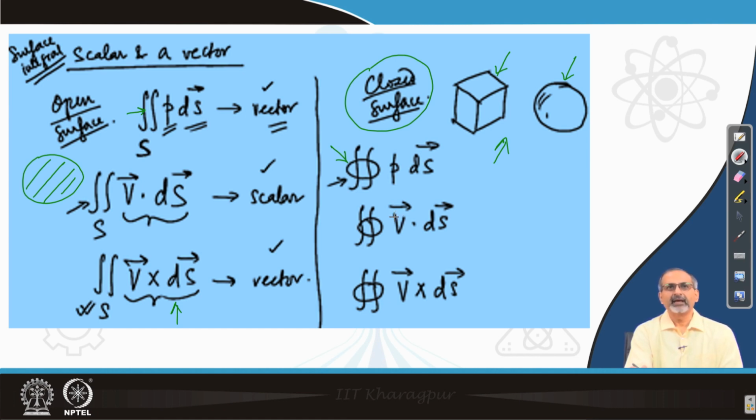Again, remember that there may be multiple occasions where we may not be able to indicate these symbols time and again, but once you get familiar with the concept, you should be able to interpret what it exactly means in a given context. Here we have integrated the scalar p over ds, and here we have done the dot product between v and ds, the cross product between v and ds. The outcomes are again vectors, scalars and vectors, like it was for the open surface.